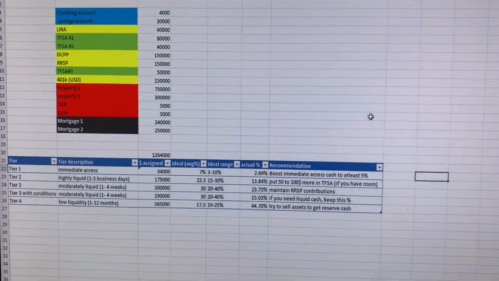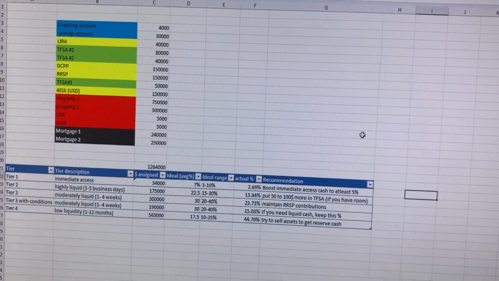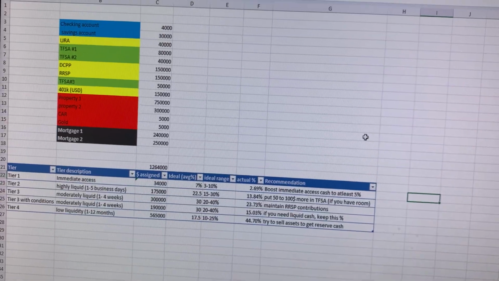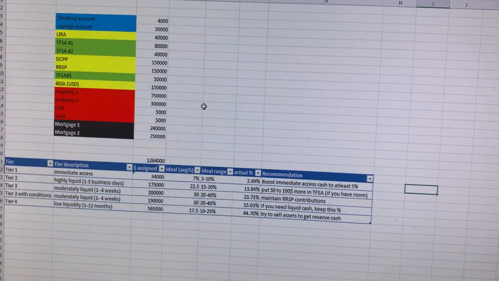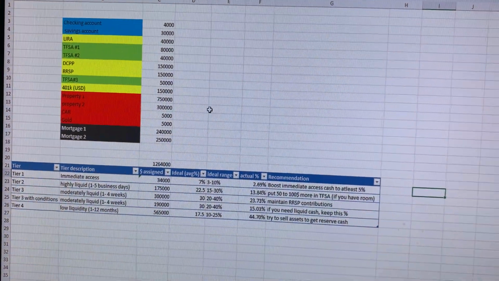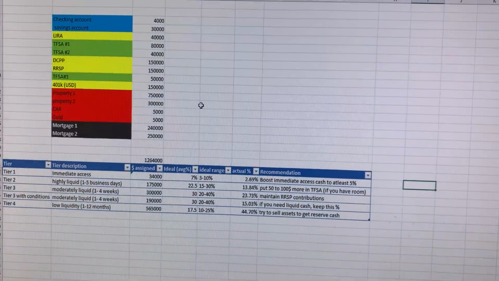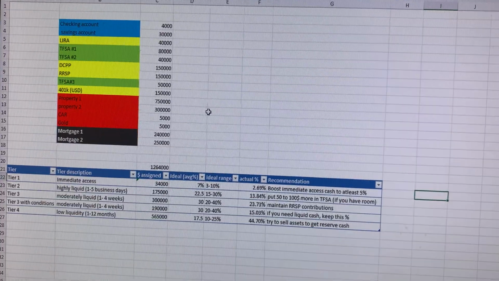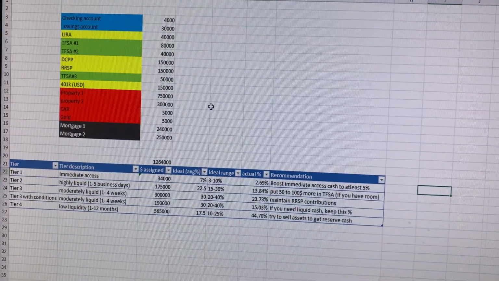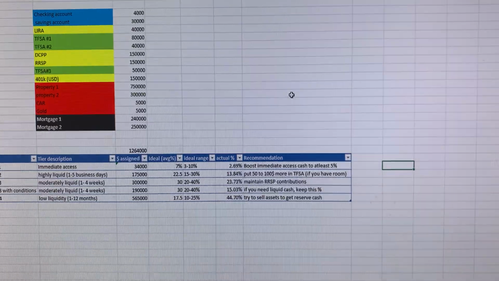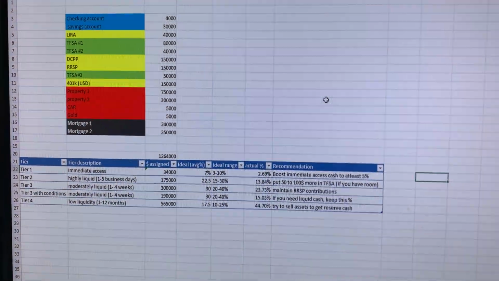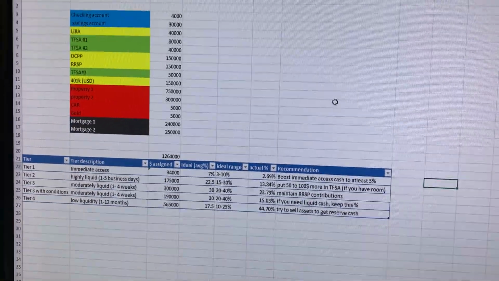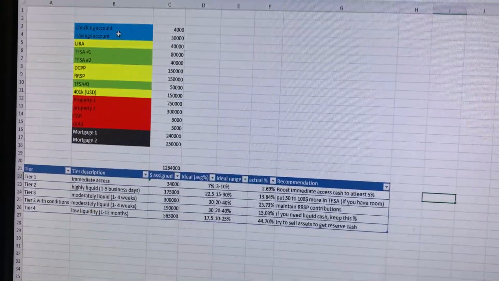Hello everyone, today I'm going to do a video on how to spread out your different accounts for investments and cash, and what the ideal range looks like for these different accounts. This also helps you calculate your net worth. So in order to calculate your net worth, you need to first list down all the different accounts that you have.